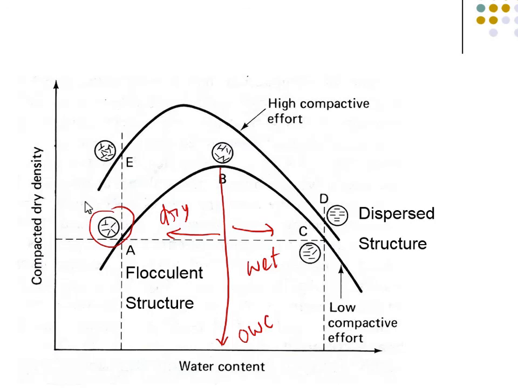I want you to look at this, which is called the fabric of soil. If you recall, we talked under the clay mineralogy section about when particles have net attraction. These particles are touching each other, so this is a flocculated structure. And this is a very strong structure. It has higher shear strength, low compressibility, and larger void ratio. Now, if we look at the wet side of optimum, this is what we call a more dispersed structure, where the particles have net repulsion.